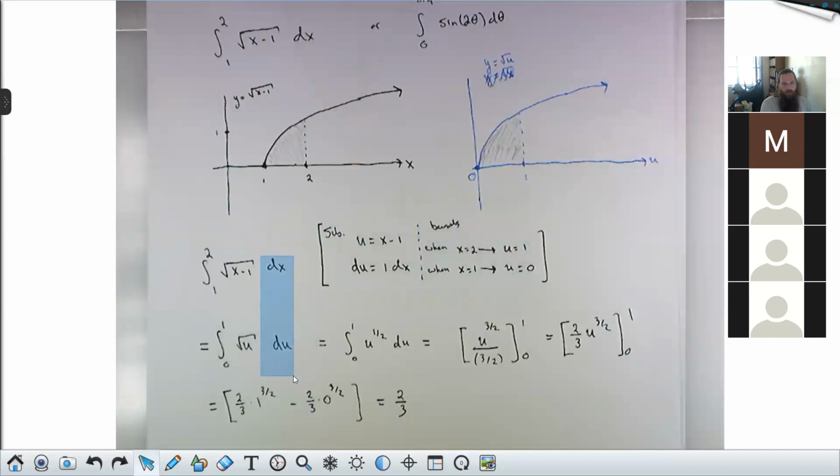dx became du because du and dx are equal. The integral from 1 to 2 became the integral from 0 to 1 because those were how my bounds changed. And the square root of x minus 1 became the square root of u. And now this is an integral I know how to do.